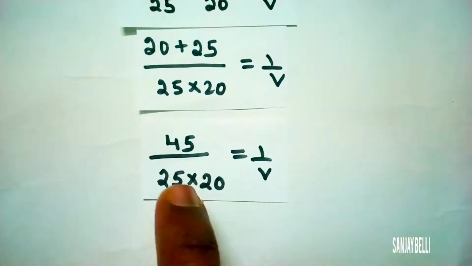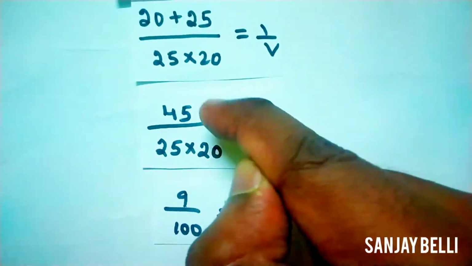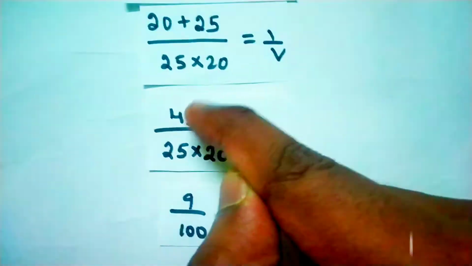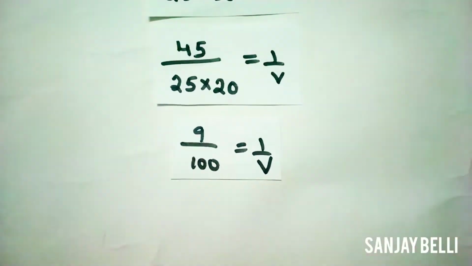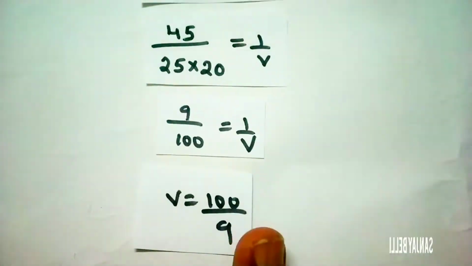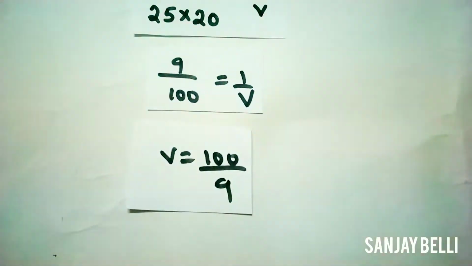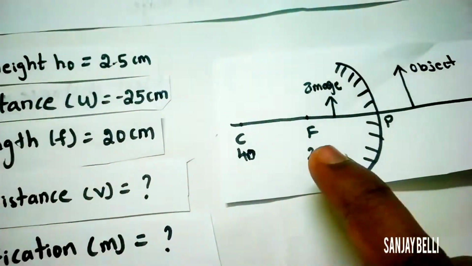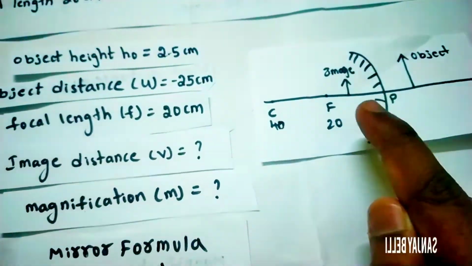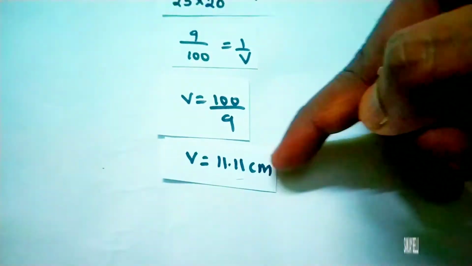25 into 4 is 100. That is 9 by 100. How did we get this? Your 5 nines are 45, so 9, and 5 fours are 20, 25 fours are 100. So 9 by 100 is equal to 1 by V, but we want V, so V equals 100 by 9. What is the value of 100 by 9? It is 11.11 centimeters. Now you check, your F is 20, so it should be less than 20 only, because it is a virtual image between P and F, so your answer is correct.